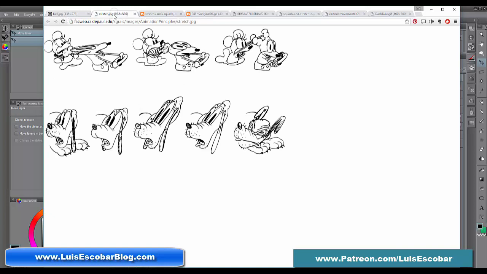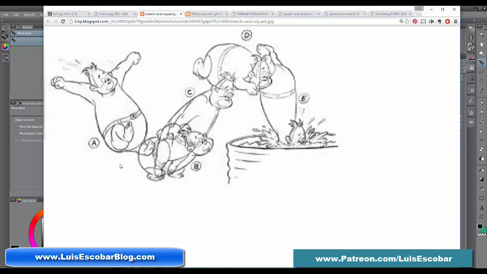Okay, here's another example of squash and stretch. This is Minnie Mouse yanking on Mickey. Here's one of Pluto. I don't really have an example of what this would look like in motion. Here we have a character doing what the ball basically does, jumping into the shot, squashing, then stretching, and then jumping into the water.